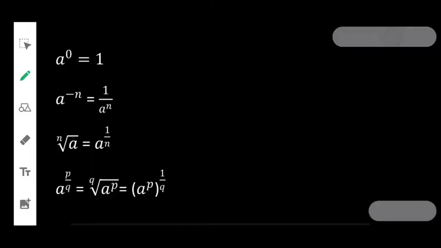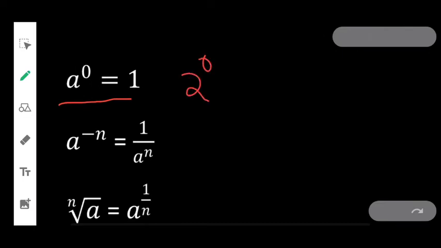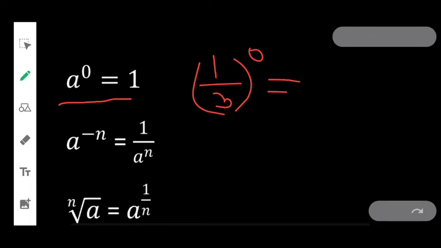So there are some laws of indices that you have to remember: a to the power 0 equals 1. Any number whose exponent or index is 0 will be 1. For example, 2 to the power 0 equals 1. Next, 3 to the power 0 is also 1. Any number whose exponent or index is 0 will be 1. Another example, 3 to the power 0, this is also 1.